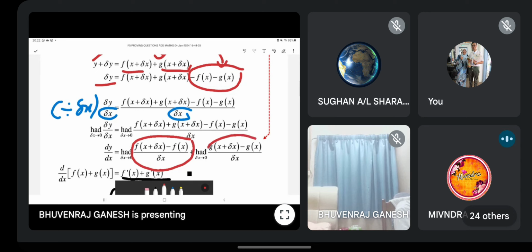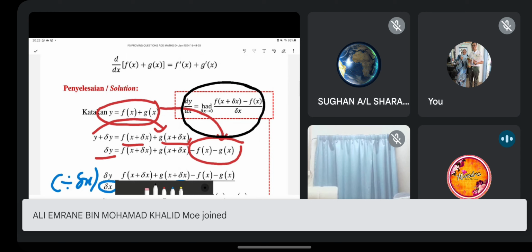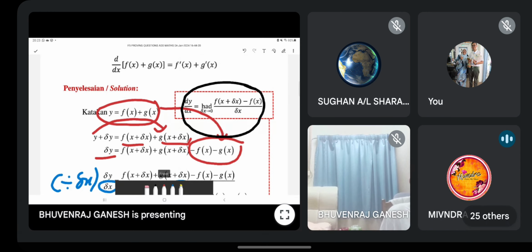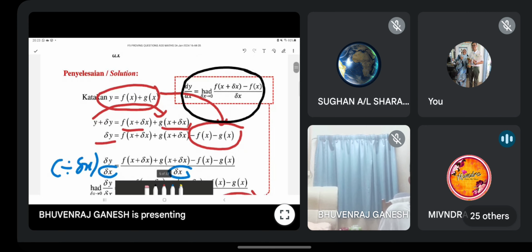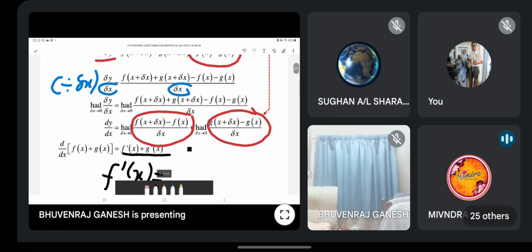So untuk fx tu sebab kita dah tunjukkan fx plus delta x minus fx per delta x tu kat atas tu kan ada formula. Can you scroll up? Yeah, yeah. Okay, yang atas tu kan ada formula dy over dx sama dengan had delta x approaches to zero, fx tambah delta x. Maksudnya kalau kita dah dapat buat rumus tu, kita dah dapat tunjukkan, maksudnya dah differentiate. Kalau dah differentiate, kita boleh tulis f prime x tambah g prime x sebab dah bezakan.